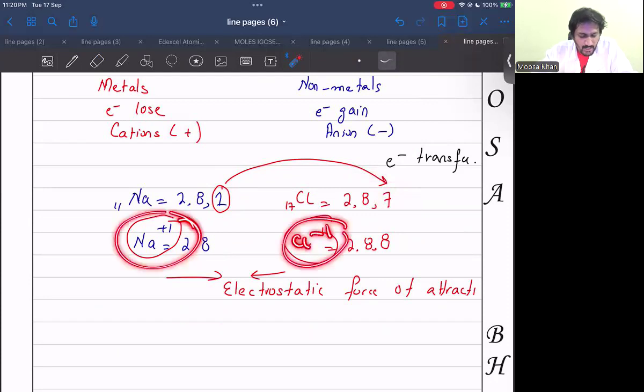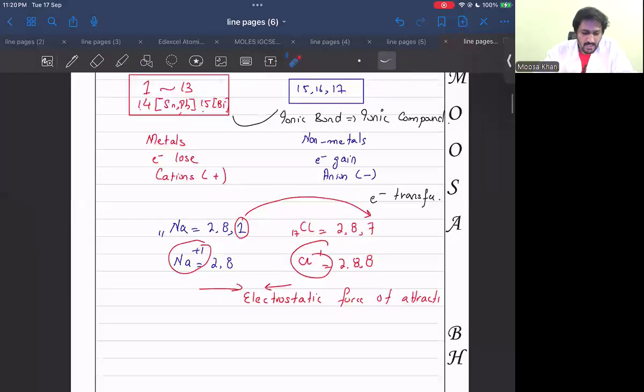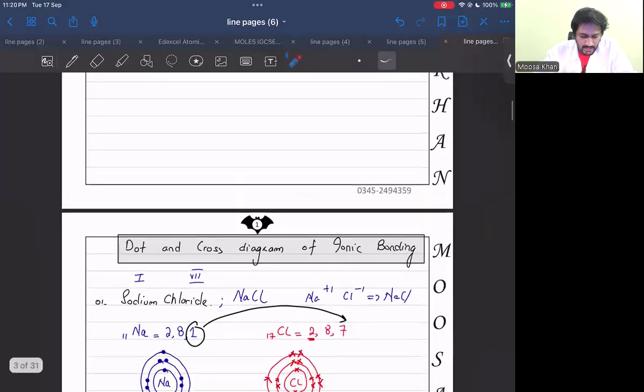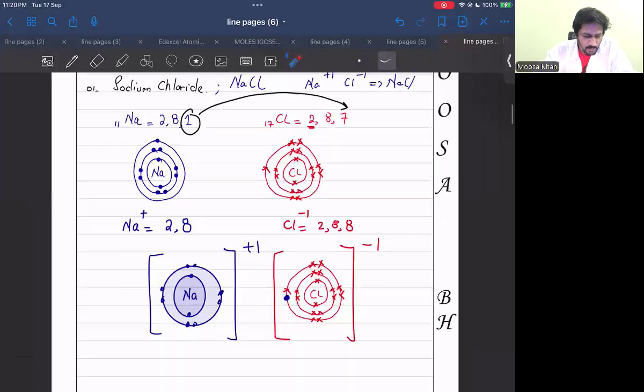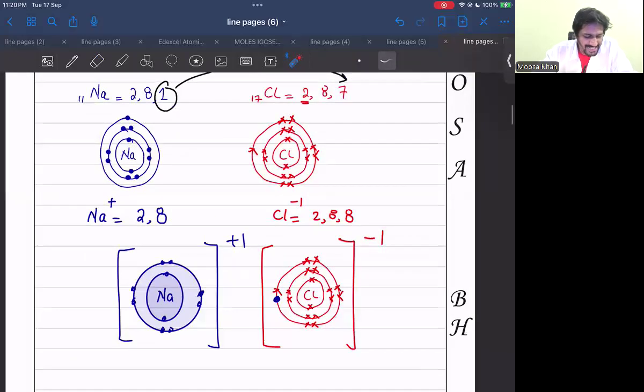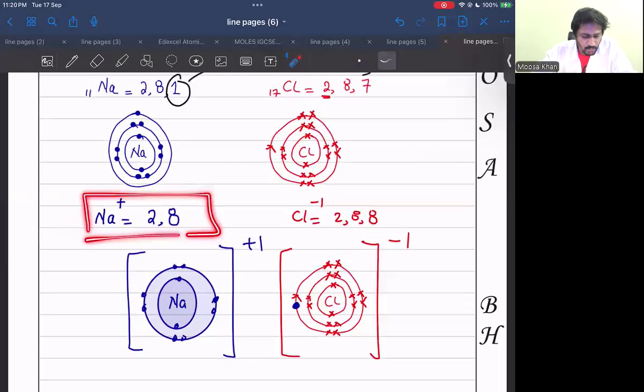And as these two are oppositely charged ions, these are attracted by electrostatic forces of attraction. You should know how to make a dot and cross diagram for the ionic compound sodium chloride. Sodium, after losing an electron, sodium ion is left with two shells only.